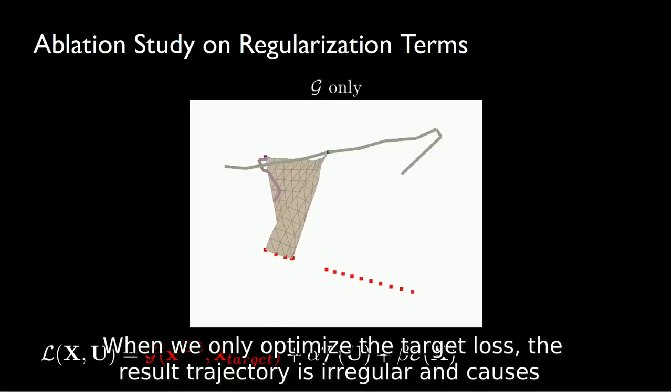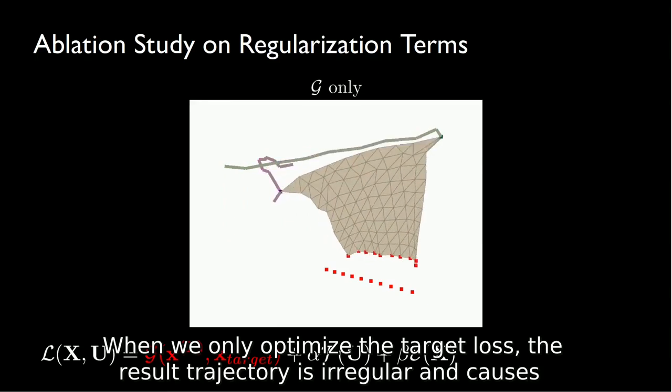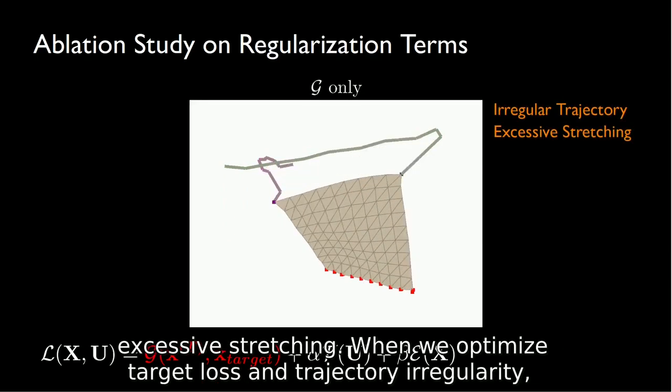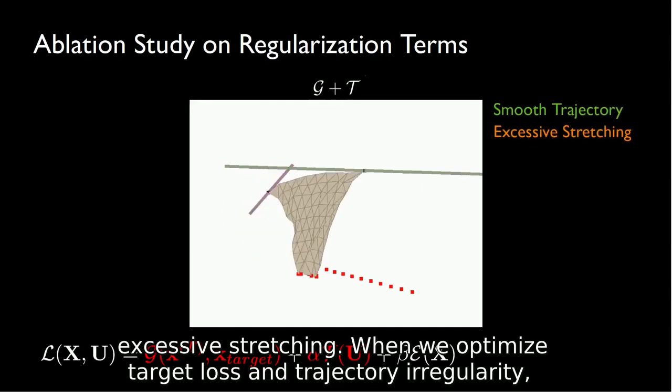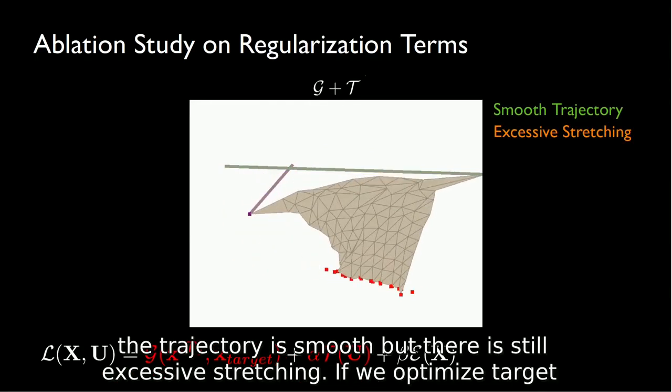When we only optimize the target loss, the resulting trajectory is irregular and causes excessive stretching. When we optimize target loss and trajectory irregularity, the trajectory is smooth, but there is still excessive stretching.